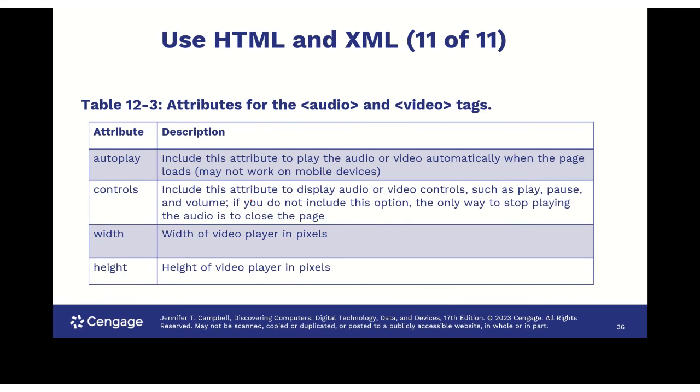This table summarizes the attributes for audio and video tags. Autoplay, you should include this attribute to play the audio or video automatically. Controls, include this attribute to display audio or video controls like play, pause, volume, etc. Width is the width of the video player in pixels. Height is the height of the video player in pixels.